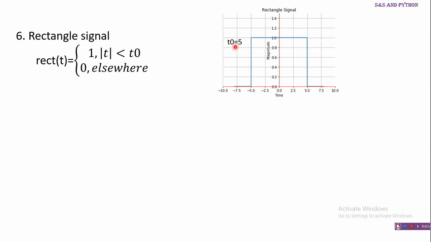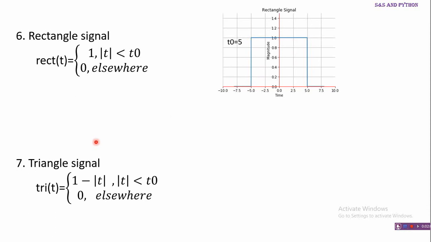So here this graph represents that for a particular value of t naught is equal to 5. So from minus 5 to plus 5, mod t less than 5 means minus 5 to plus 5, it will have a value equal to 1. So this is the rectangle signal defined.